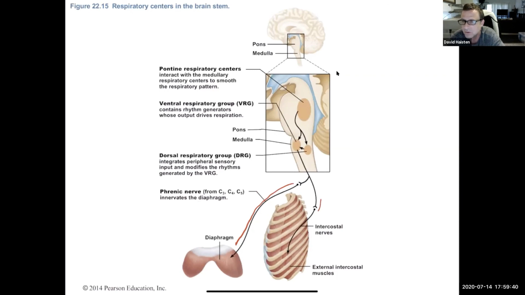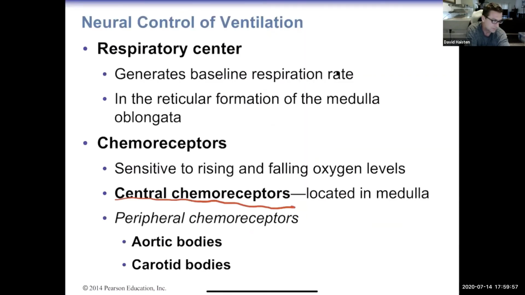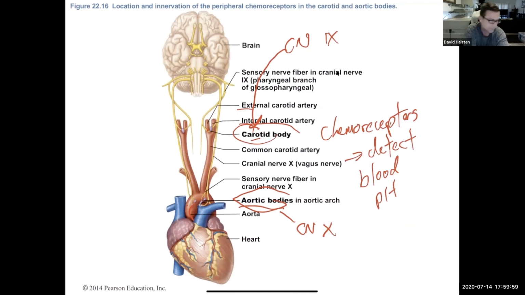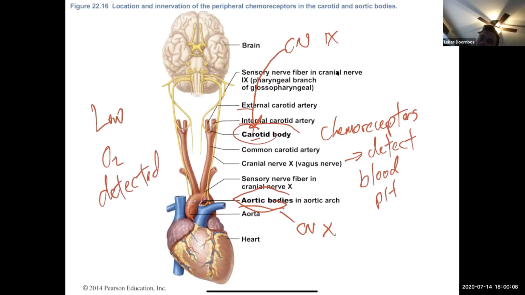So let's suppose you have low oxygen picked up by the medulla or by the aortic bodies or carotid bodies. What do you think that's going to do to your breathing rate? Increase it or decrease it? Low O2 detected. Increase breathing. The VRG will increase the breathing rate.